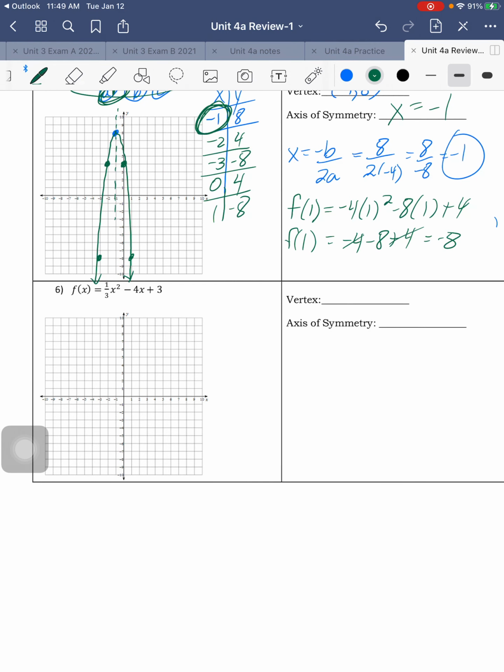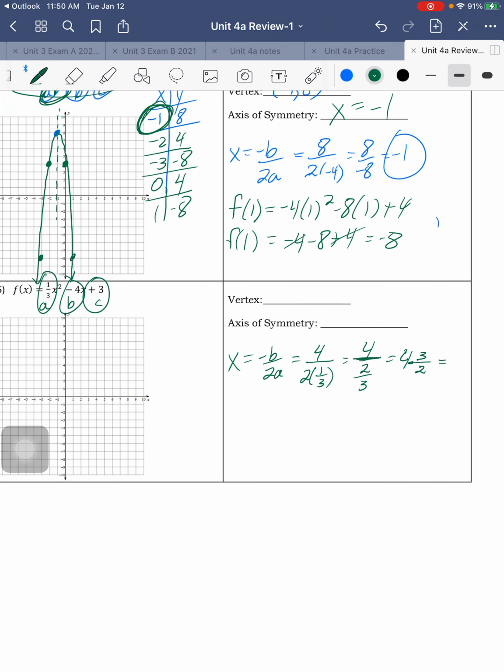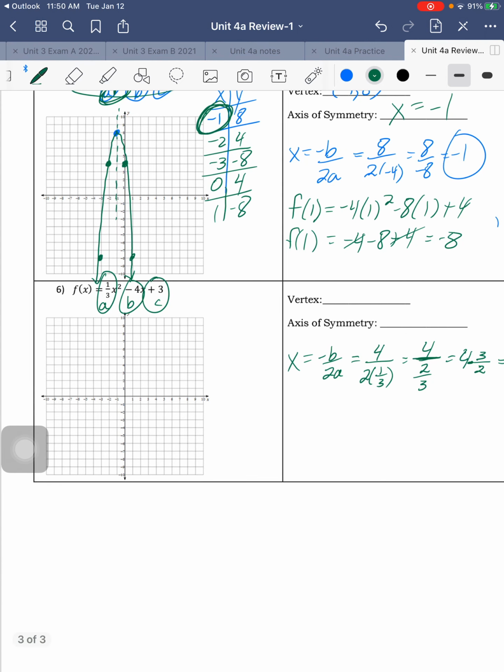And last problem, looking at number 6. The vertex is x equals the opposite of b over 2a. So we need to know a, b, and we don't need to know c yet, but we will, so it doesn't hurt to write it down. The opposite of b is -4, so it's +4, divided by 2 times 1/3, which is 2/3. Dividing means multiplying by the reciprocal, 3/2. Otherwise, you could just do this in your calculator. So 4 times 3 is 12, divided by 2 is 6. All right, it worked out. Nice. So the x value is 6.